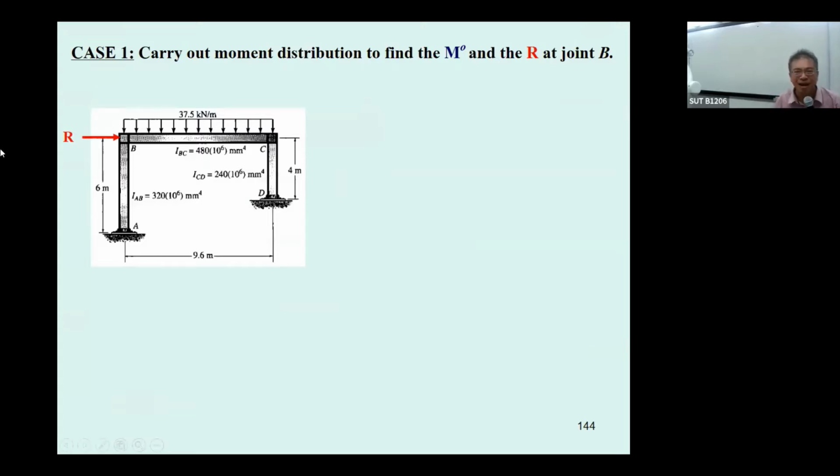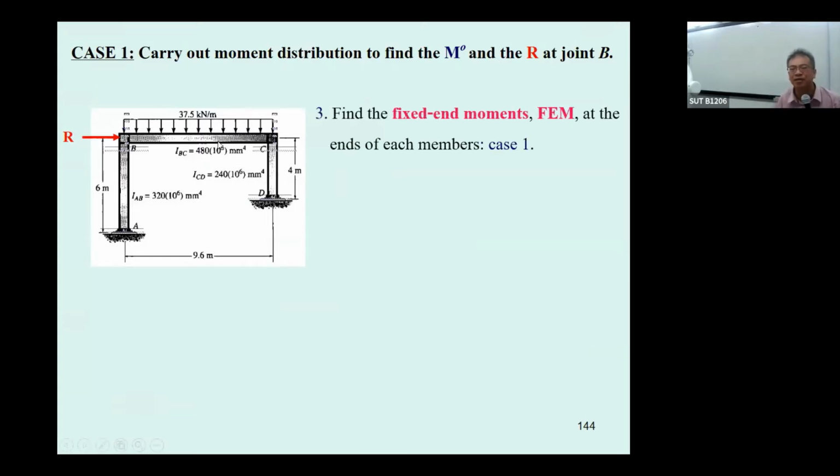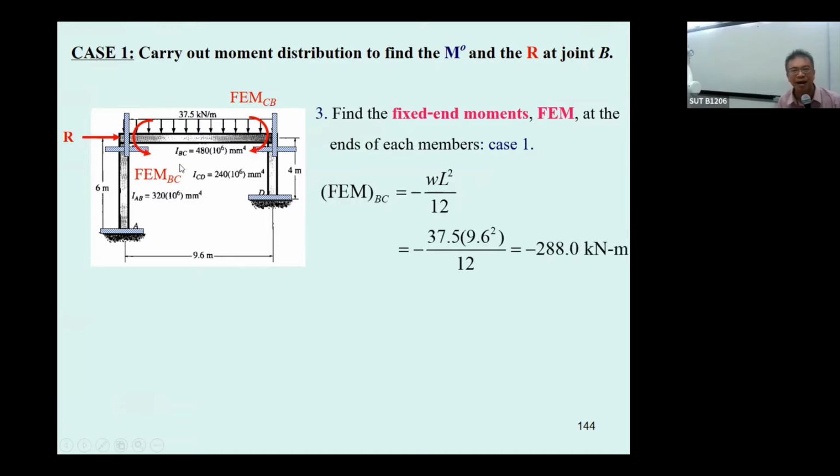Now you're going to find the fixed end moment, and this is very easy. The fixed end moment sub BC is going to be wL squared over 12. Just plug it in, and BC is going to be negative, CB is going to be positive. This is going to be negative 288, and this is going to be positive 288.